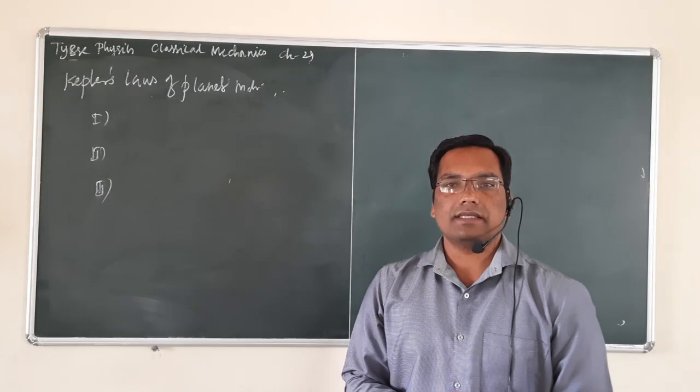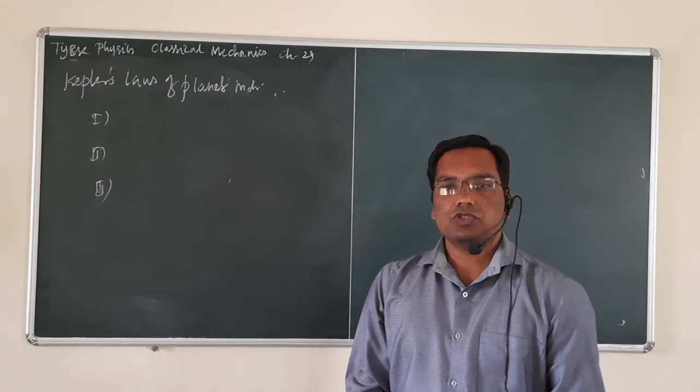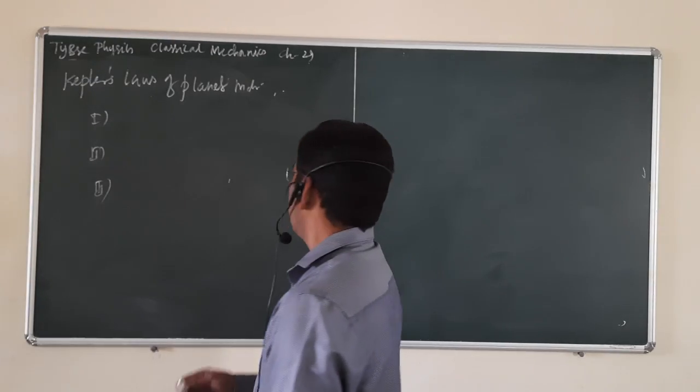Kepler's third law is that tau square is directly proportional to a cube.